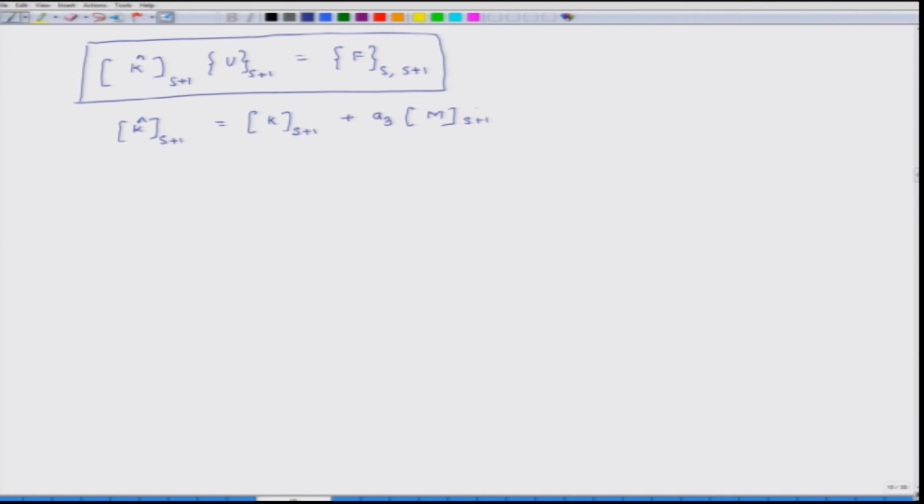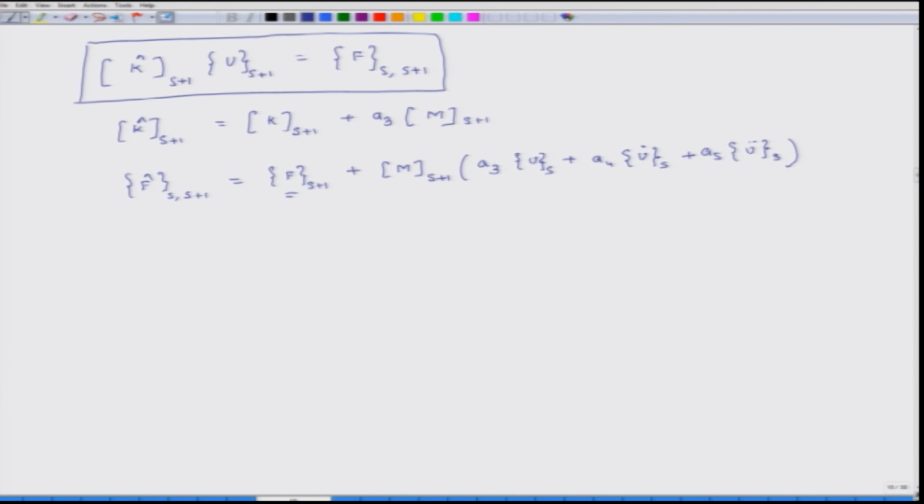So, we do not have to worry, once we calculate it, it remains the same. But the force vector certainly changes with time, and F corresponding to s and s plus 1 is defined as F evaluated at the (s plus 1)th time step, and we know how to calculate this, plus M at s plus 1 multiplied by A3 u_s plus A4 u dot_s plus A5 u double dot_s.